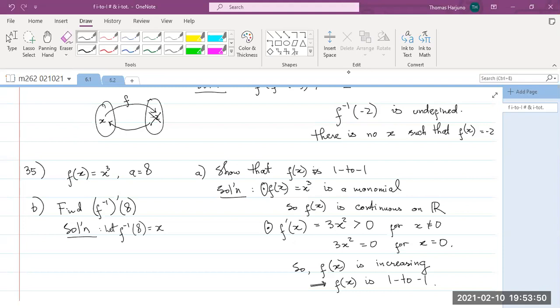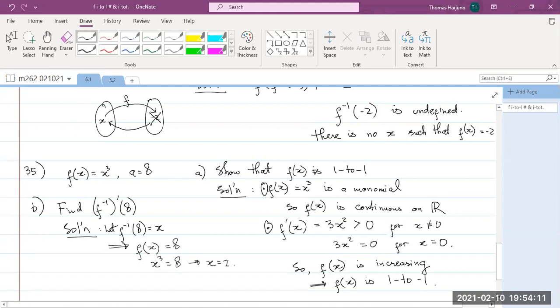I just call that x. You can call it something else: y, b, p. I just define a variable so that I can use it: f(x) equals 8. So x cubed equals 8. That means x equals 2.